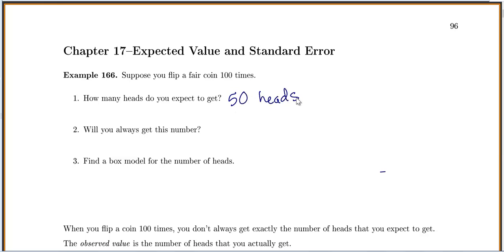So the question is, will you actually get this number every time? No, you don't get 50 heads every time you flip a coin 100 times. You're going to get about 50 heads, but not exactly. And it's actually going to change every time.